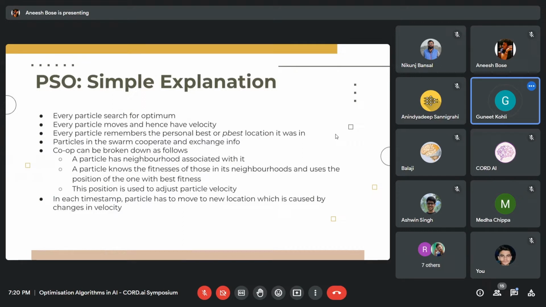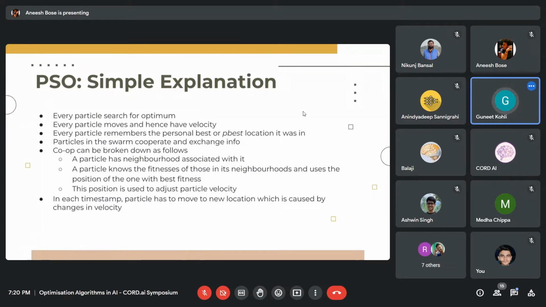So now here, every particle searches for the optimum. You have to imagine that you have a search space and you push out n number of particles in that. Each particle is trying to search for the optimum, the global optimum, in that search space. Now every particle moves. We have to keep in mind that the particle is moving. That means any particle which is moving has velocity, right?